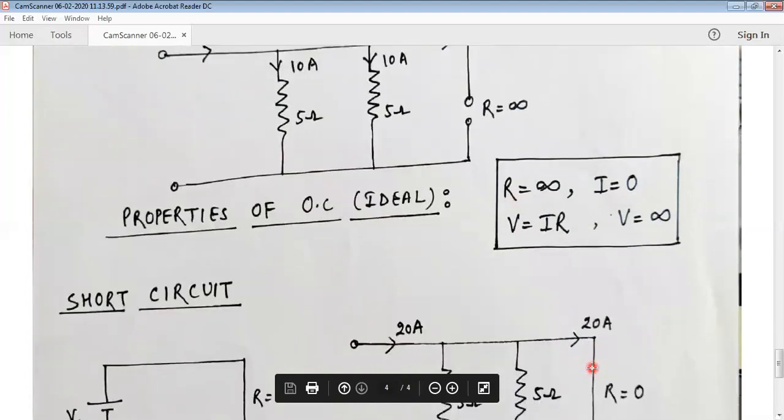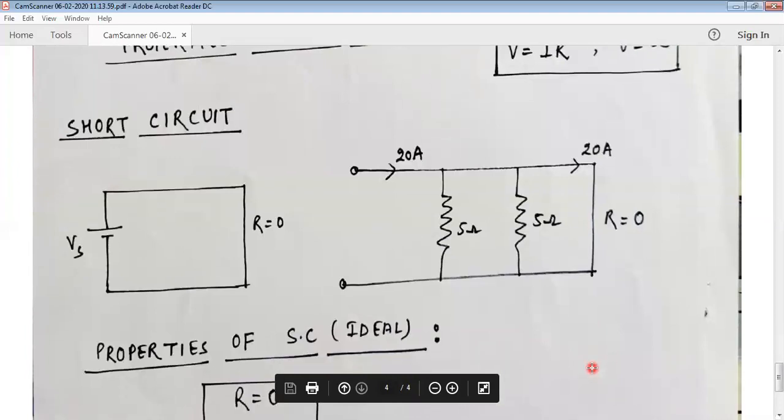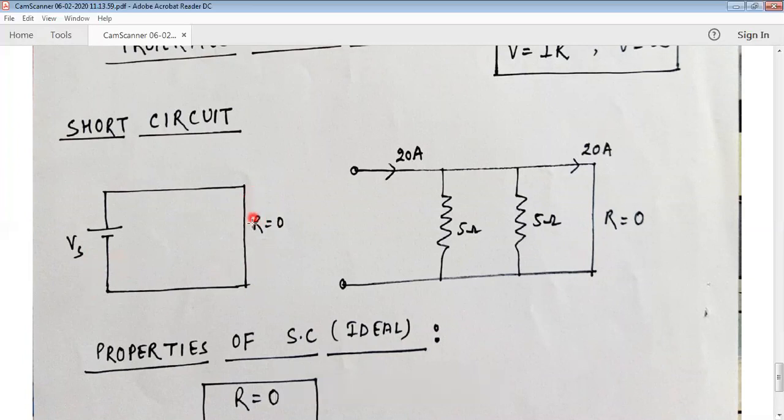Now let's see the short circuit. Short circuit means you are shorting the 2 points with a simple conductor. Clear? So ideally the short circuit means you are shorting with a conductor having resistance of 0. Now the 20 ampere was flowing through the load, and two resistors were connected, 5 ohm, 5 ohm, and if you have shorted these 2 points, it means ideally the resistance is equal to 0. You are shorting with the ideal conductor.